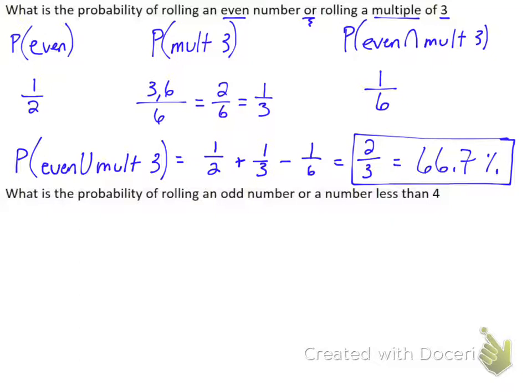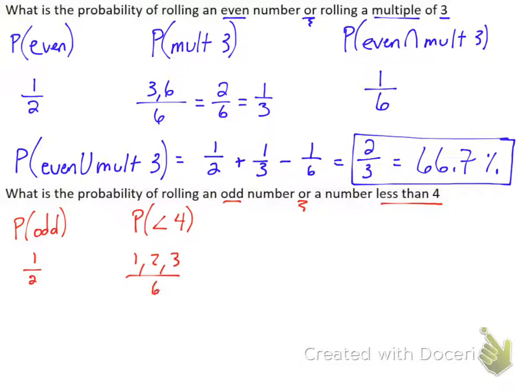On the bottom one, a probability of rolling an odd number or a number less than 4. Again, I'm still rolling a die, so the probability of getting an odd number is still going to be 1/2. And then the probability of a number that is less than 4, again, the numbers that are less than 4 on a die are going to be 1, 2, and 3. And on the bottom, I still have my total number of possibilities, which is 6. So this is another one that ends up as 3 over 6, or 1/2.